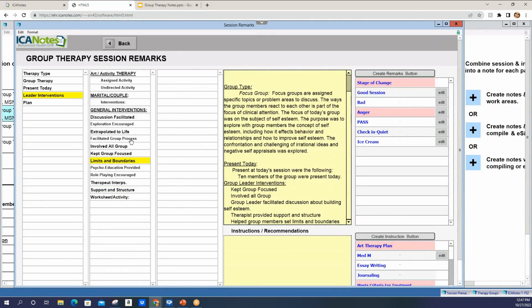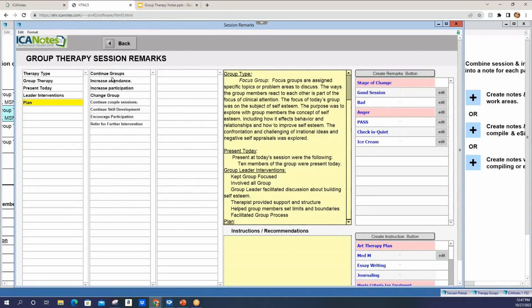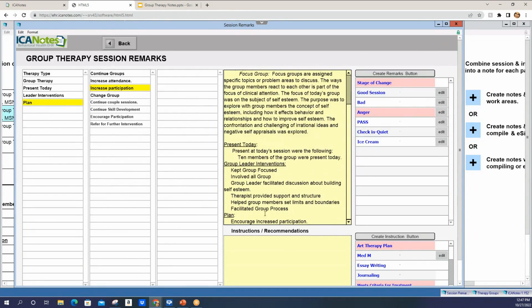Okay. Some people say "facilitated the group process." Really, that's kind of a generic term people have used for a long time. And then I can put in my plan. All right, so there's my plan. Maybe we're just going to continue groups, or maybe increase participation. This plan is for everyone in the group.